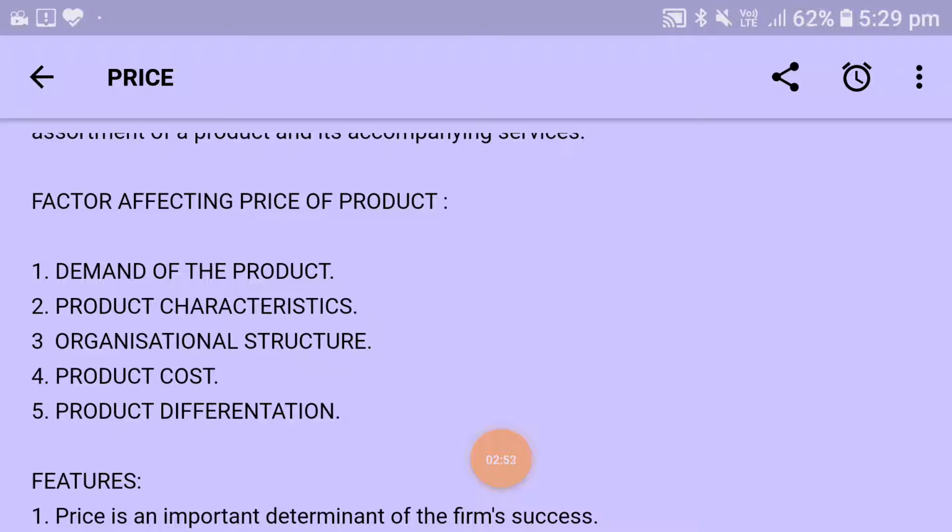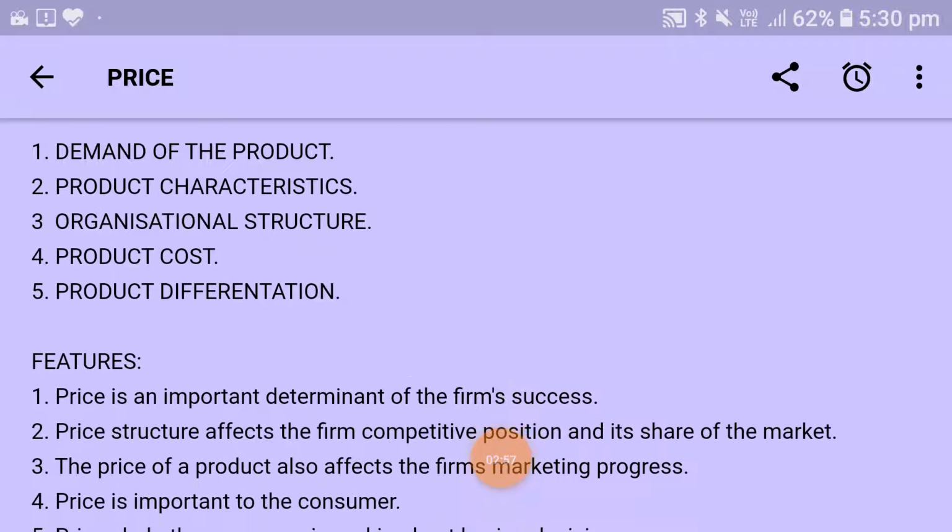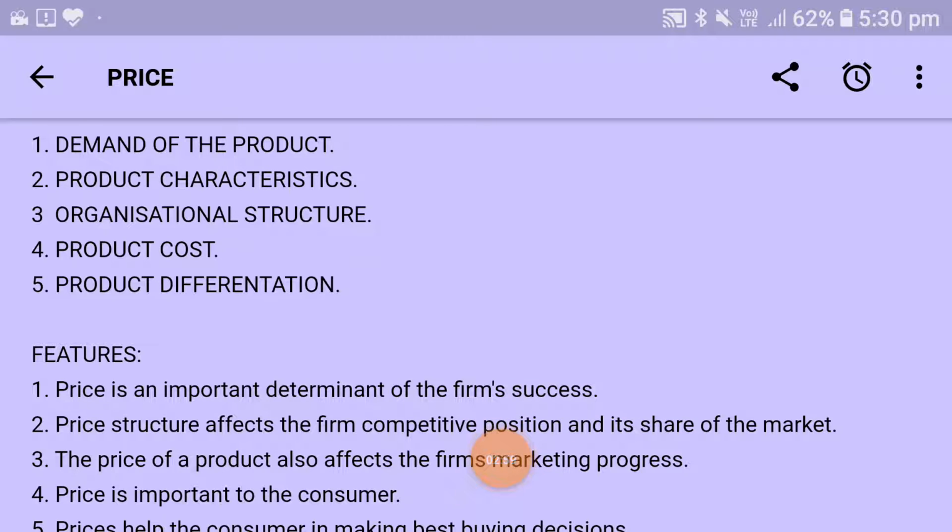Now I'm going to talk about the features of the price. The first is price is an important determinant of the firm's success. Price is an important determinant of the firm's success.